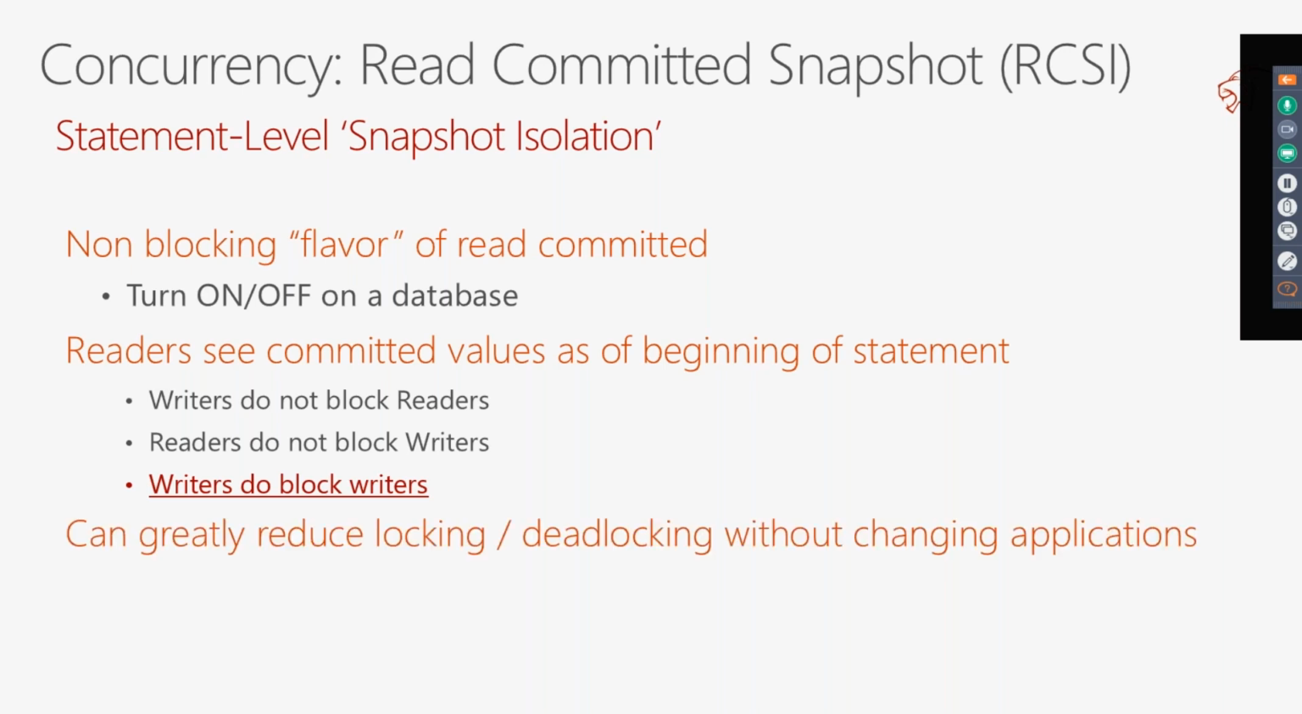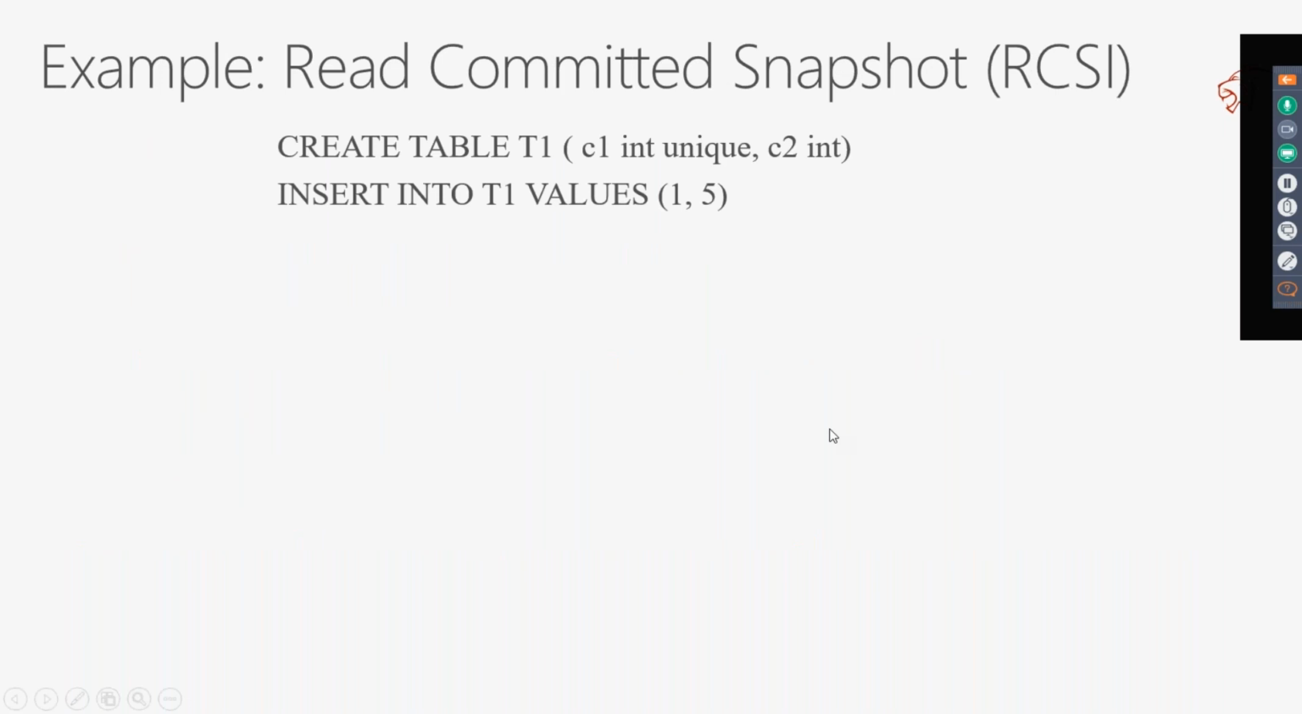There's no blocking. But writers will still block writers. That makes sense, right? Two people cannot be updating the same row, so we have to protect that. So it can reduce blocking between readers and writers, and in many cases can reduce deadlocks.